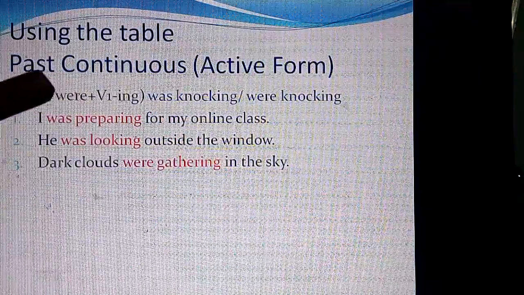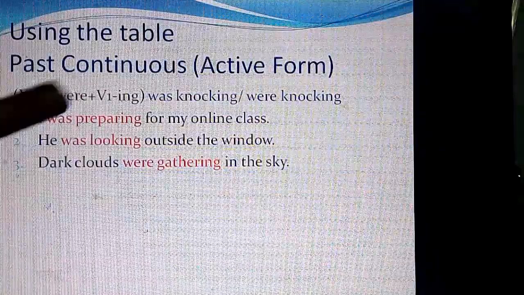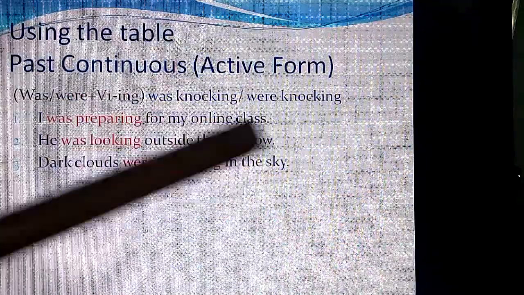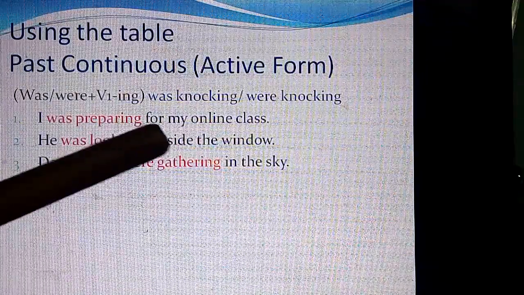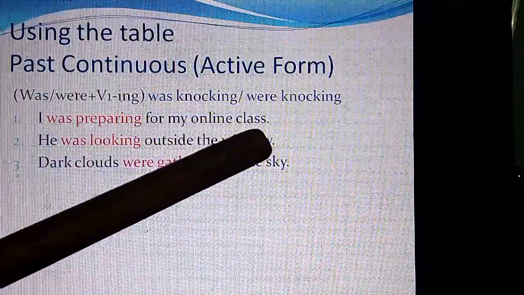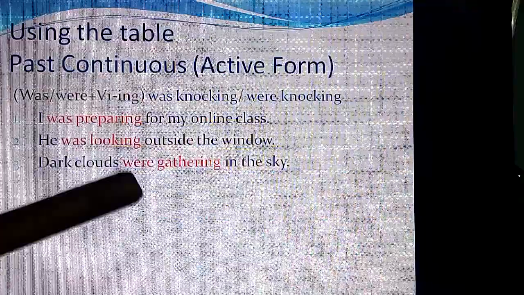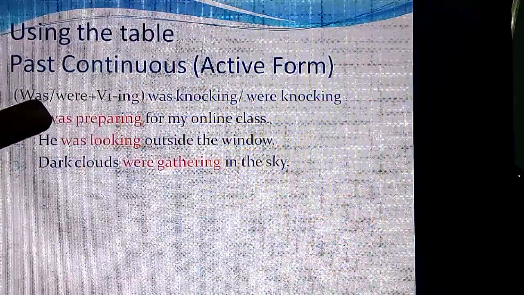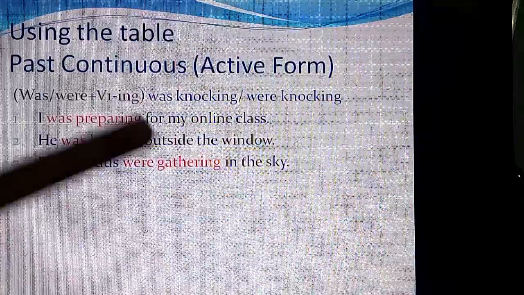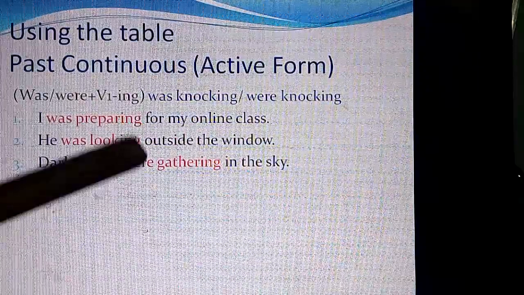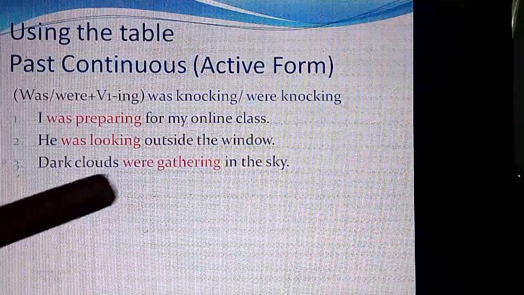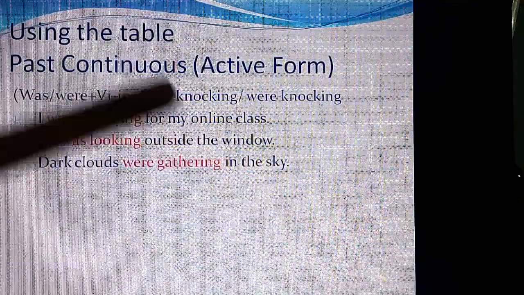So past continuous active form, was, were plus V1 ing. Was knocking, were knocking. I was preparing for my online class. He was looking outside the window. Was looking, V1 plus ing. Look-ing. So looking, he was looking outside the window. Dark clouds were gathering in the sky.